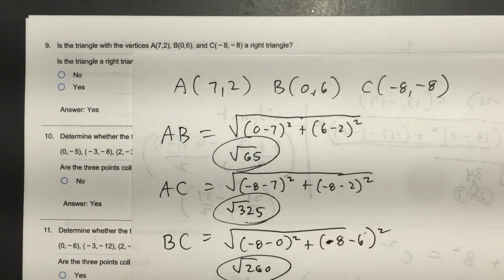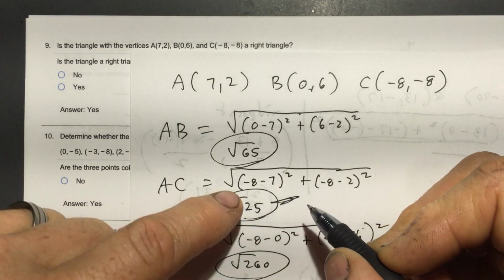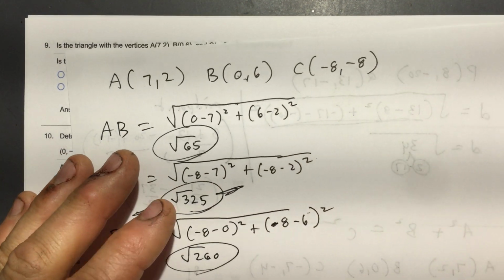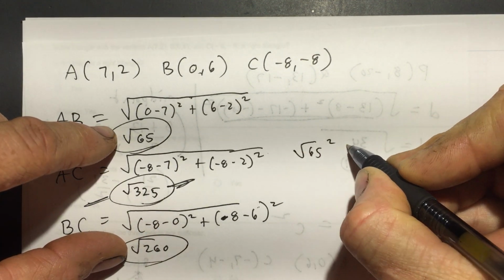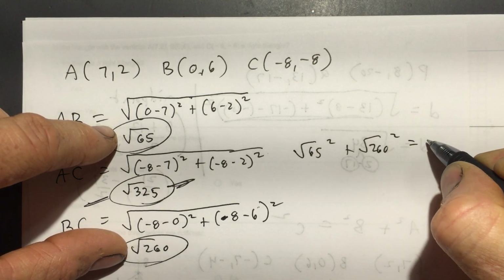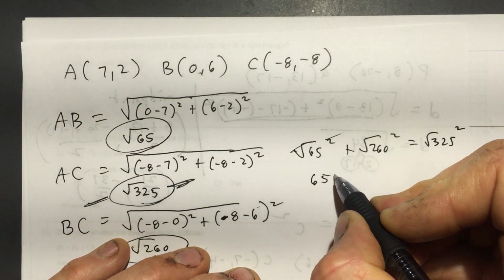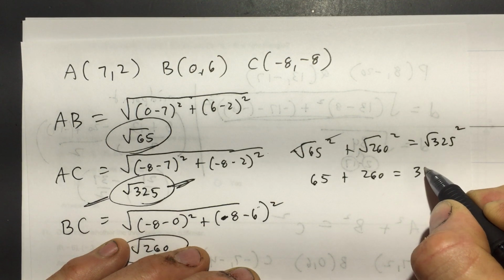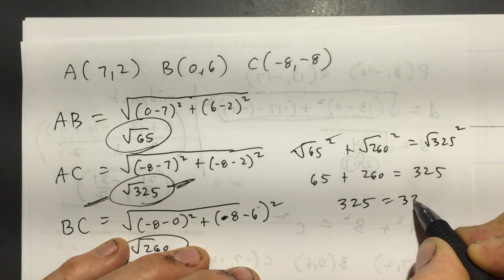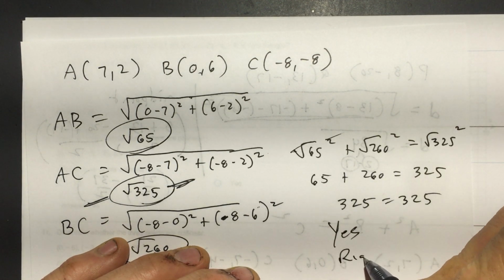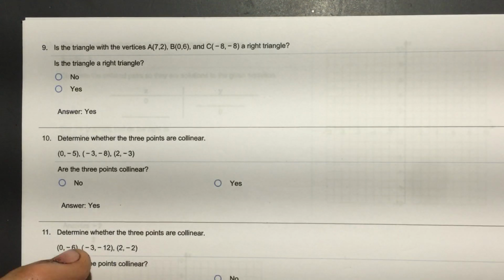Okay, I did these in my head, but now, if this is a right triangle, this one here has got to be C because it's the biggest. See, C is always the biggest. So these two would be my A and B. So radical 65 squared plus radical 260 squared should equal radical 325 squared. The squares and square roots cancel, so 65 plus 260 will equal 325. If I add these together, 325 equals 325. And yes, it's a right triangle. And that's what it says, yes.